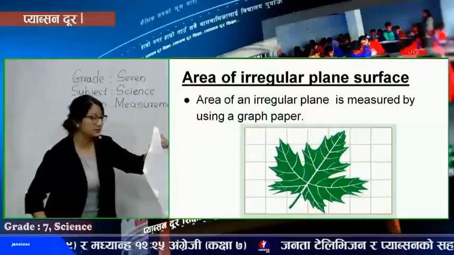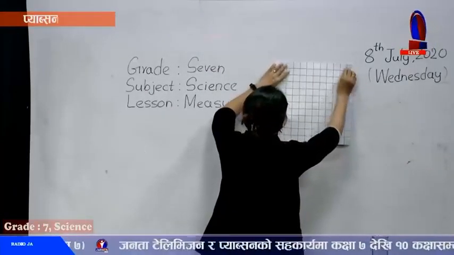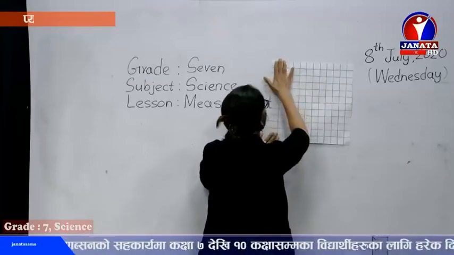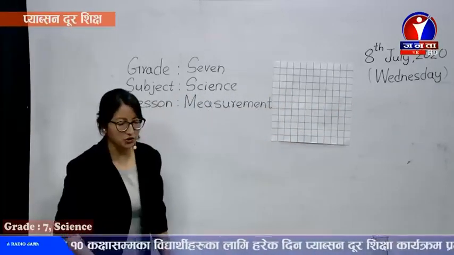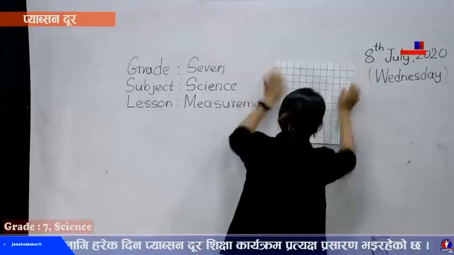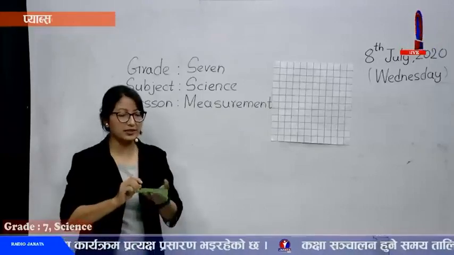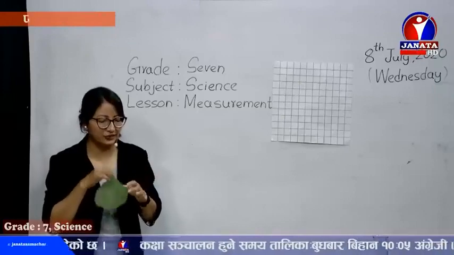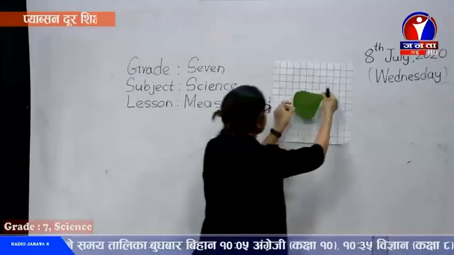So let's get started. I have made a separate graph paper here, and you all have seen on graph paper, while calculating the area of the irregular object of your choice, you can use the graph papers available to you. This is a simple graph paper. Now, first of all, we take a graph paper, then we take the irregular object. So today we are going to calculate the area of this leaf, the plane surface area of this plane surface of this leaf.